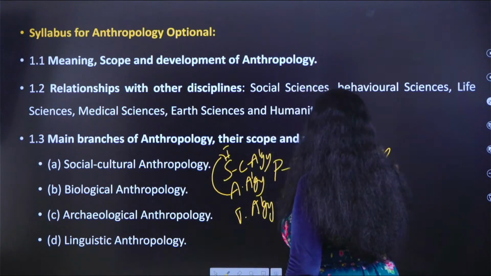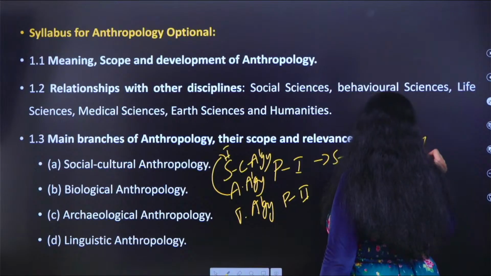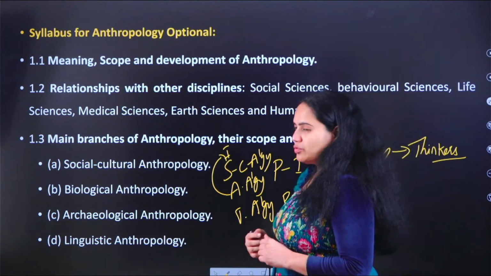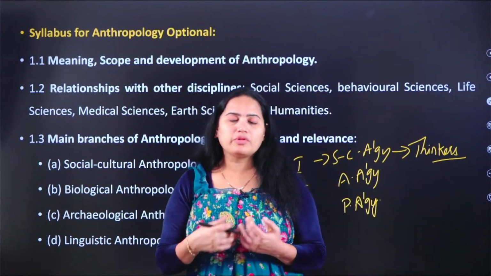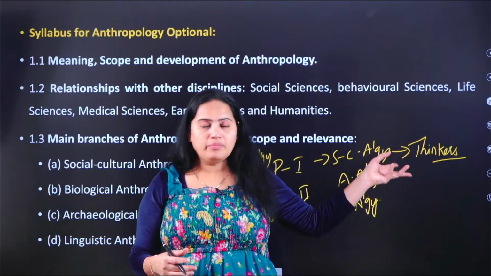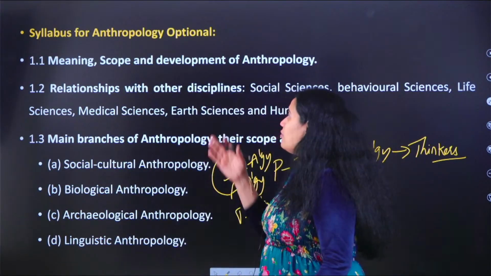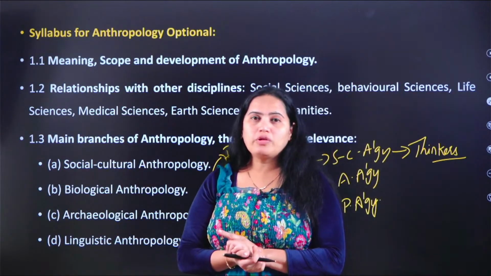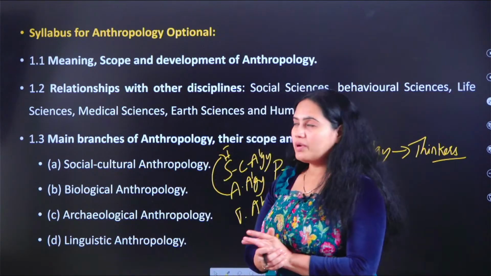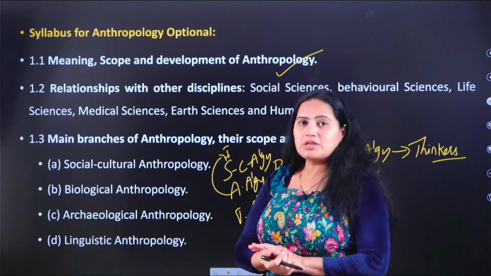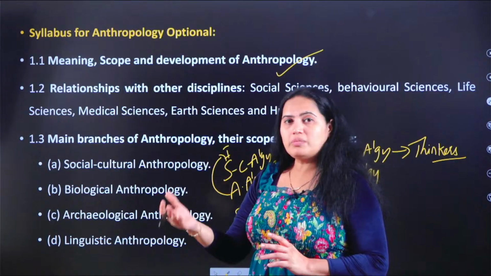In paper 1, in socio-cultural anthropology, we will understand the thinkers who have contributed to the growth and development of anthropology. We will study all those people in paper 1. Now let us understand the syllabus of anthropology. It starts with 1.1, which talks about the meaning, scope and development of anthropology, and how this discipline was established and developed in due course of time.